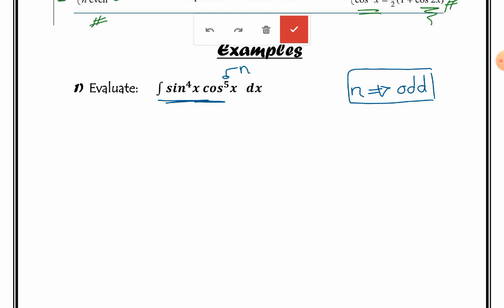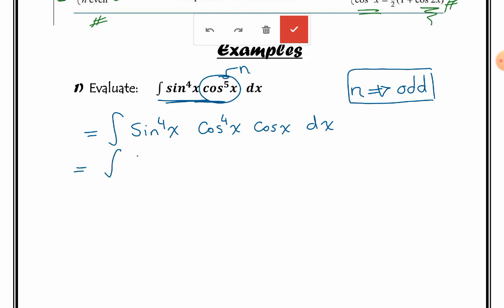What's the first step in this procedure? Step 1, I said, is to split off a factor of cosine x, such that we have sine to the power of 4 x, and then this cosine I'm going to write as cosine to the power of 4 times cosine x dx. So cosine to the power of 4 x times cosine x is cosine to the power of 5 x, right? And then it will be the integral of sine to the power of 4 x.